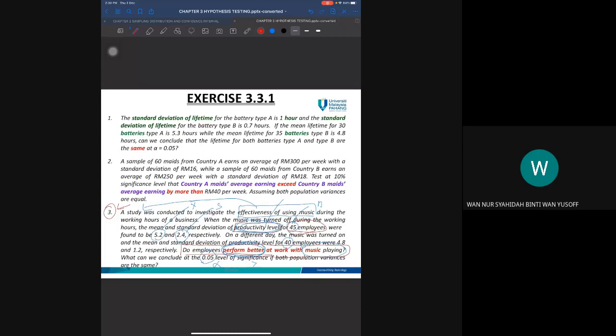When we have a dependent sample, because the data come from the same employee, the number of samples should be the same. So first data, second data, the number of data should be similar to each other. If you have a different number, then it is a totally independent sample.